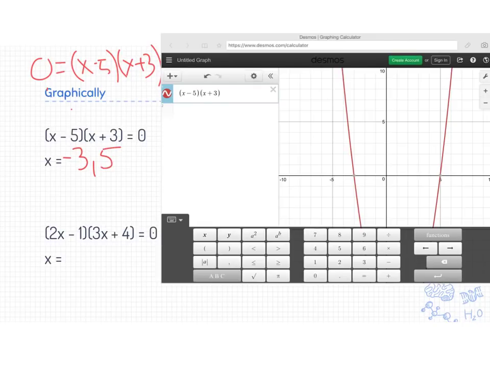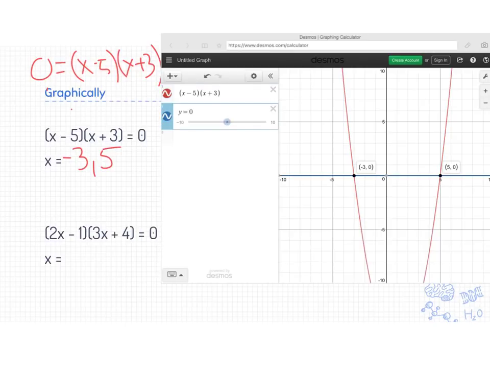Okay, and let's try our second one. So let's go 2x minus 1 and 3x plus 4. And then you can see again where it crosses. We have the negative 1.33, which if you write that in fraction form, that would be a negative 4 over 3. And then we have 0.5, which as a fraction is 1/2.